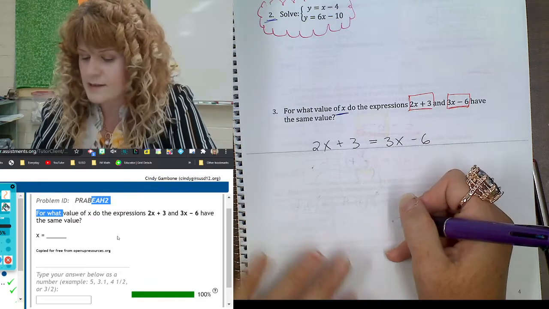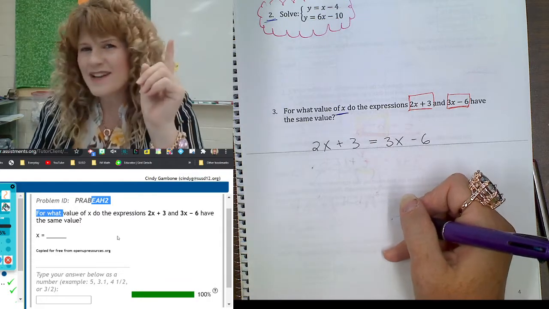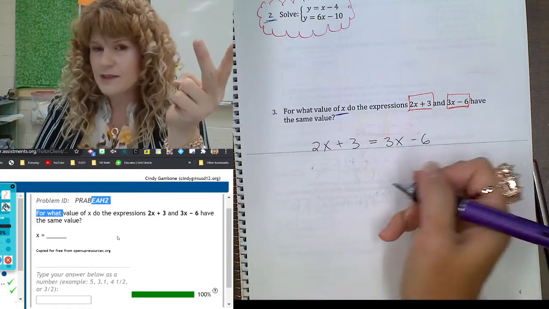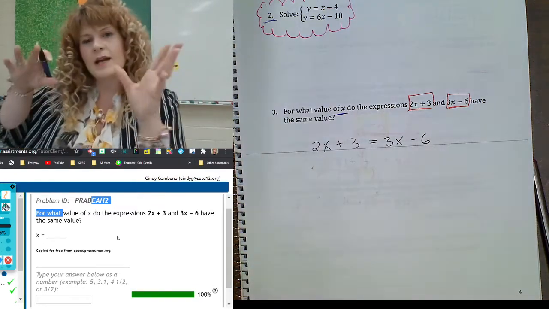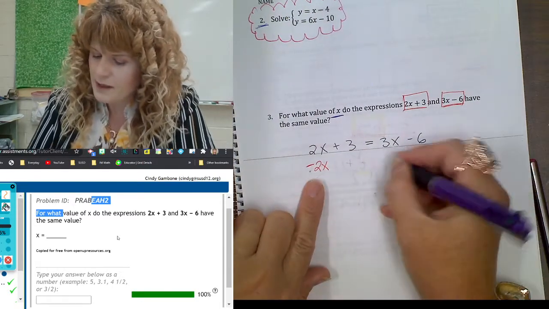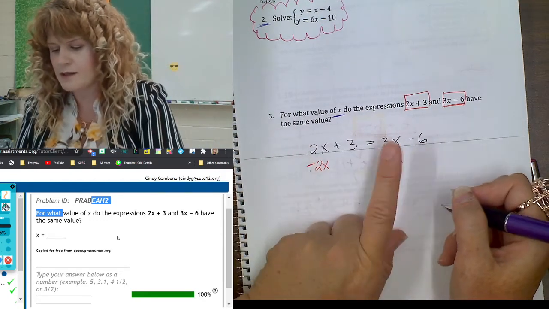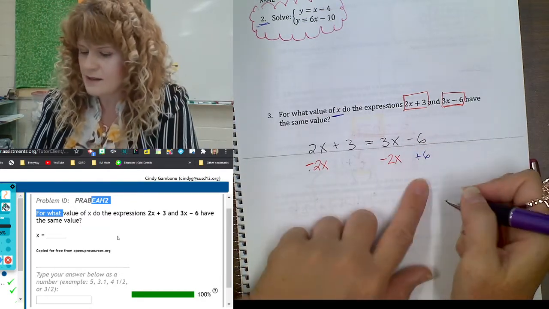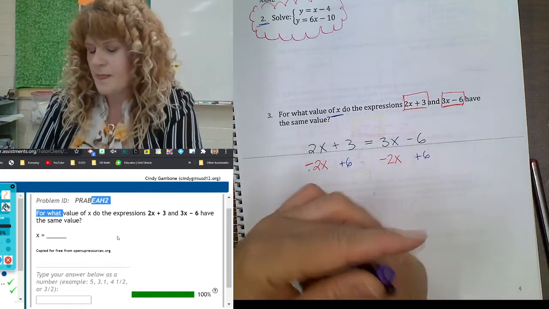Now, solve for x. Step 1. Are you tired of hearing this? Step 1. Eliminate parentheses. We don't have parentheses. Step 2. Combine like terms. Okay, let's just do it all at once because we're getting good at this and we can save time. I need variables on one side and constants on the other. I'm going to subtract 2x from the left and do the same to the right so that this cancels out and the 2x combines over here. And I'm going to add 6 to the right side so that this 6 cancels out and I combine the 6 over here.